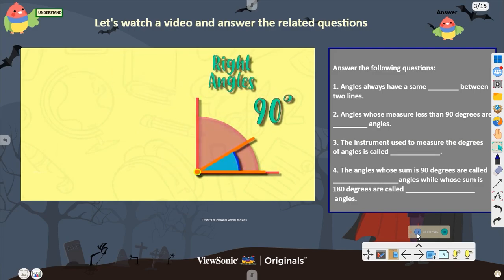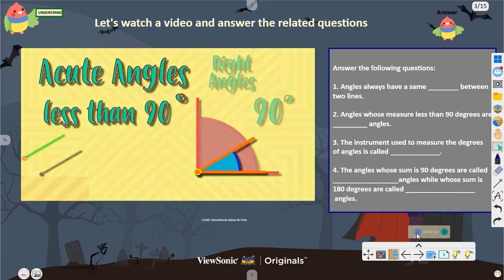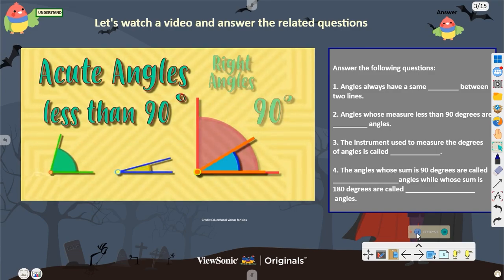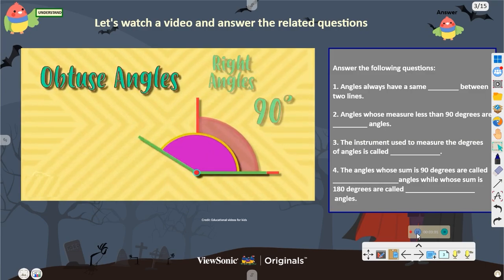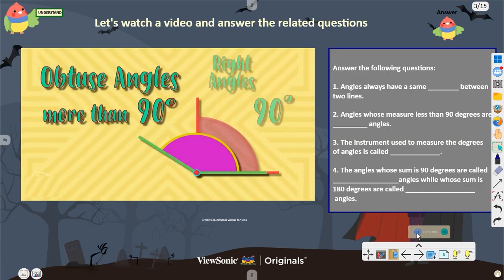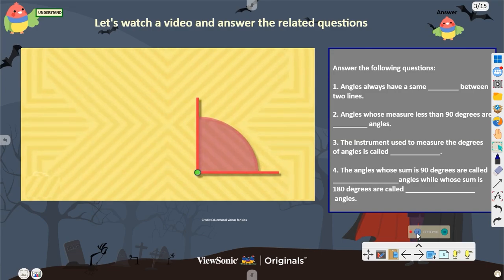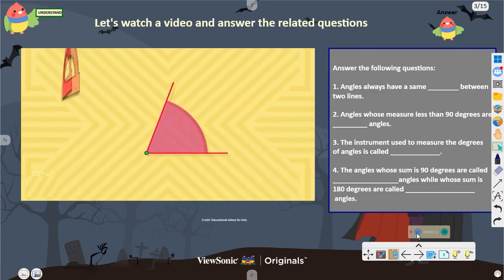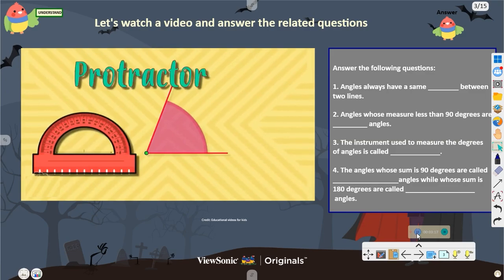The angles that are smaller than a right angle are called acute angles, and they measure less than 90 degrees, like all of these. And the angles that are bigger than a right angle are called obtuse angles and measure more than 90 degrees, like all of these. To know the degrees that an angle measures, we need to use this instrument, which is called a protractor.